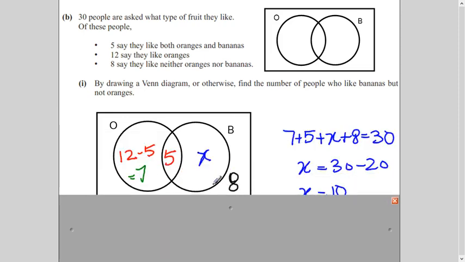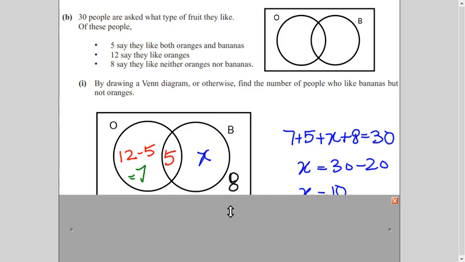Okay. So I'll explain why it is 8, because 8 do not like orange or banana. 5 like both, so I have written it in the intersection part. Because 12 like oranges, this whole is 12. So this is 5, which means 12 minus 5 is 7. So only oranges are liked by 7 people. Now what will this X be? The question is saying find the number of people who like bananas but not oranges. It means I have to find this out.